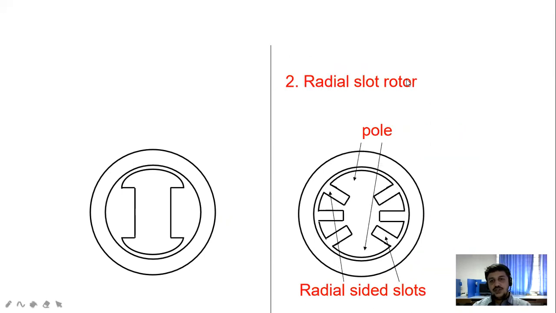Another one is the radial slot rotor. So these rotor structures, the rotor slots are radial slots. Okay, so this is actually the radial slot rotor.